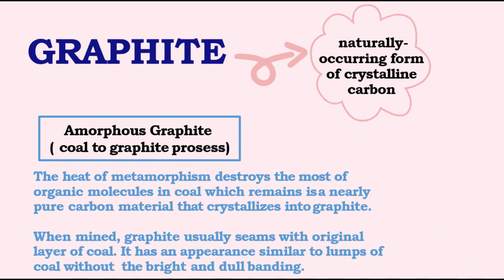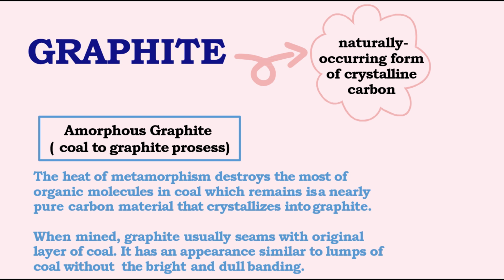Graphite is a naturally occurring form of crystalline carbon. The coal to graphite process is known as amorphous graphite. The heat of metamorphism destroys most of the organic molecules in coal, and what remains is a nearly pure carbon material that crystallizes into graphite.